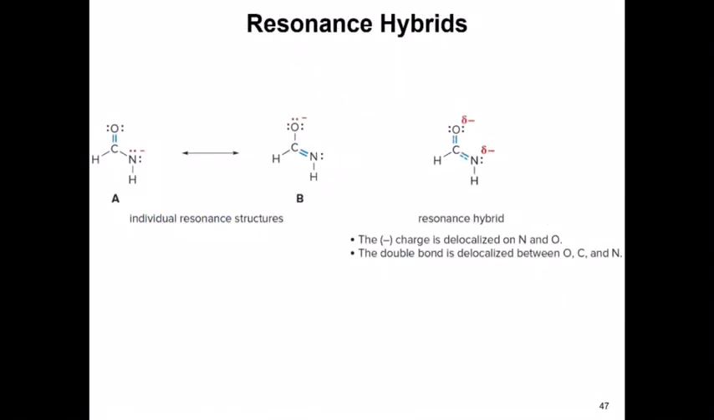When two resonance structures are equally stable, which is the case here, the resonance hybrid is essentially the combination of both structures. In this example shown here, both structures are equally stable because the formal charges are minimized. So the resonance hybrid would have a partial negative on both the oxygen and the nitrogen because the electrons are delocalized between these two atoms.